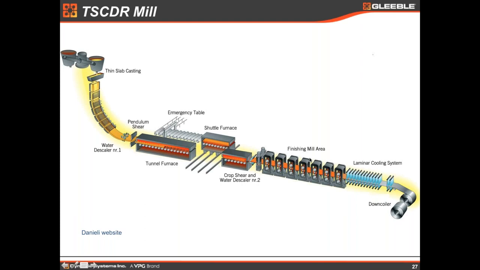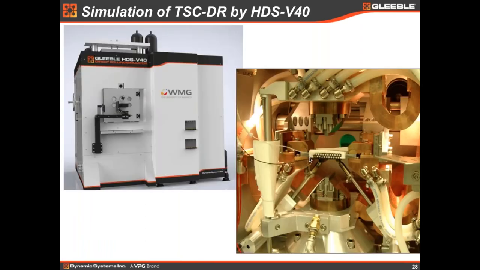Well, there is a Gleeble system to study that. It is the HDS-V40, a direct rolling simulator. Basically, what you have inside is a crucible where we can melt the steel sample, and the anvils for plane strain compression, up and down.